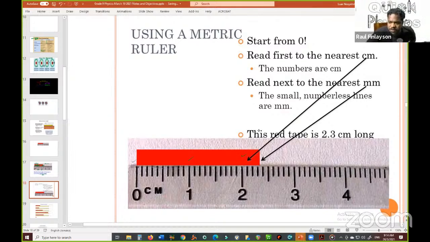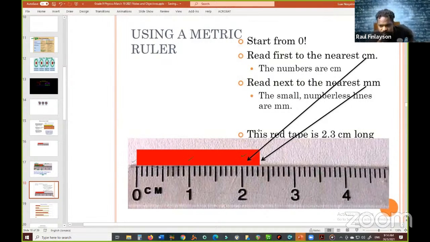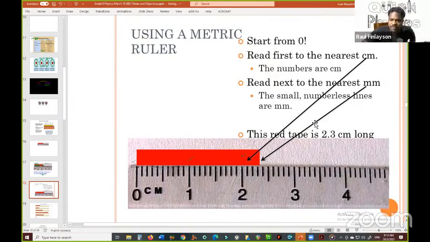Read the next to the nearest millimeter. And so what happens here is that the smaller reading is actually in millimeters, but a millimeter is actually a tenth of a centimeter. All right. The red tape, according to this, is 2.3. We showed you how we got that a while ago.